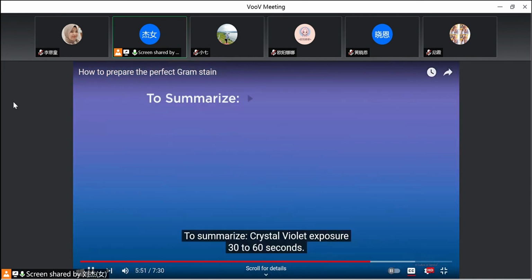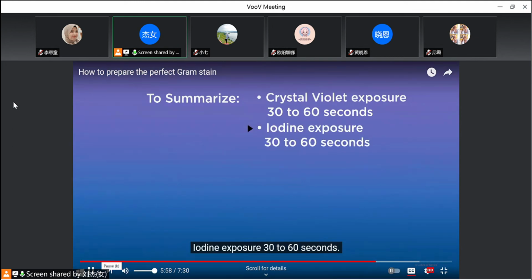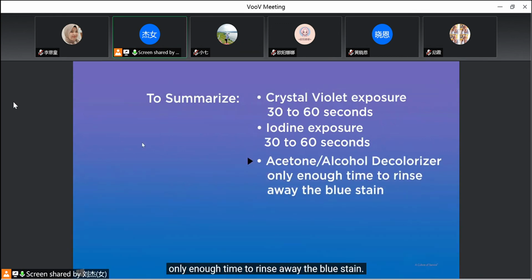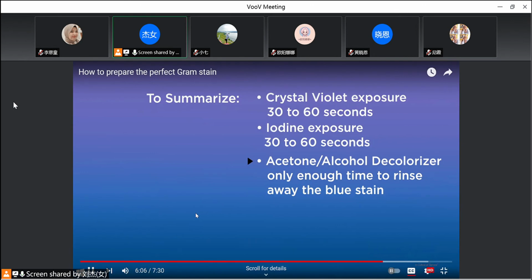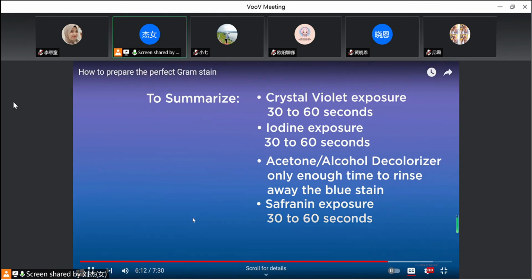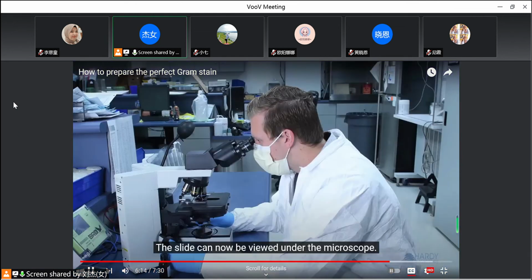To summarize, crystal violet exposure, 30 to 60 seconds. Iodine exposure, 30 to 60 seconds. Acetone alcohol decolorizer, only enough time to rinse away the blue stain. Safranin exposure, 30 to 60 seconds. The slide can now be viewed under the microscope.